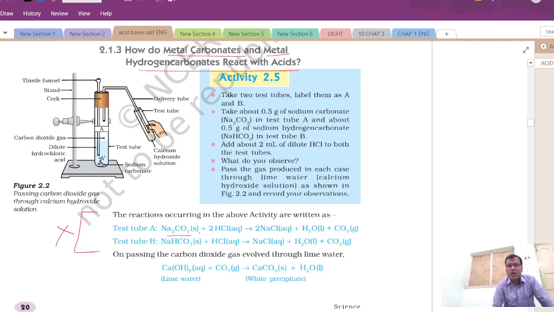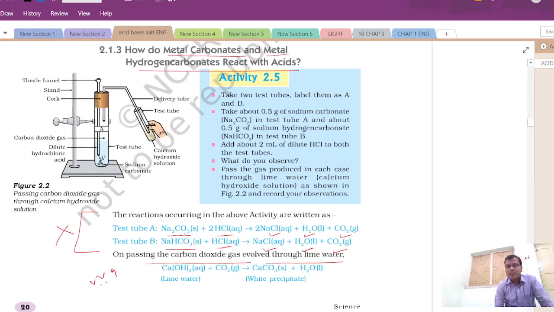This is sodium carbonate, and when it reacts with the acid, then salt, hydrogen gas, water and carbon dioxide are produced. If you react the bicarbonate, this is sodium bicarbonate, you will study these compounds later. When it reacts with the acid, then salt, water and carbon dioxide are formed. Further, the carbon dioxide gas evolved is passed through lime water. This is very important. I have already told you, you have to understand the concept.